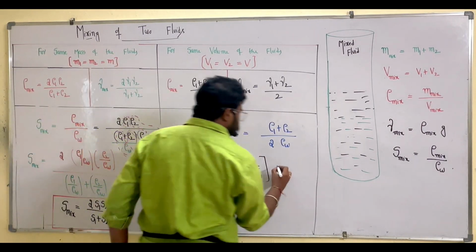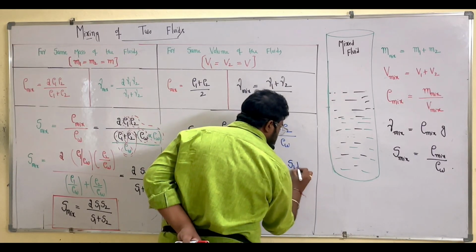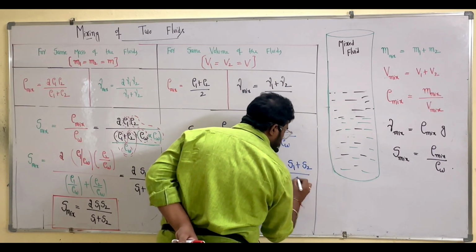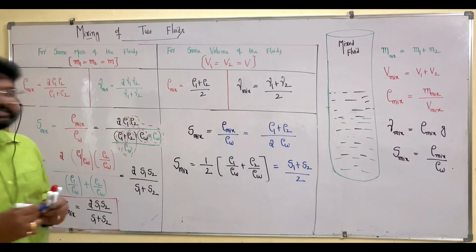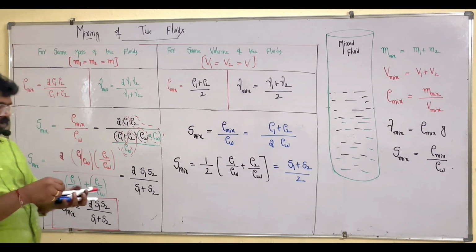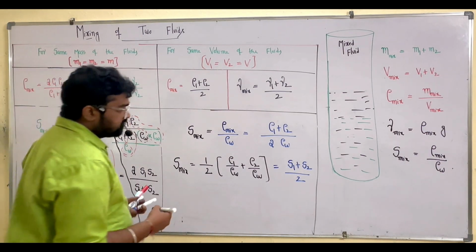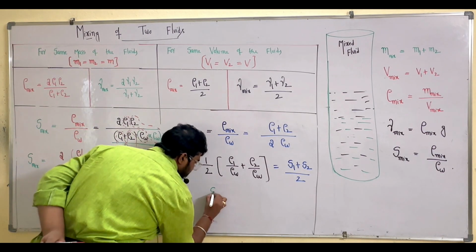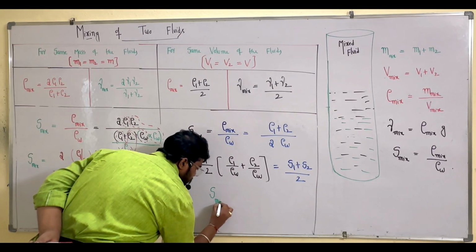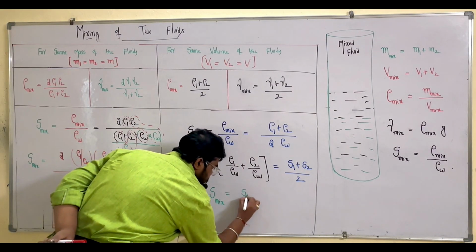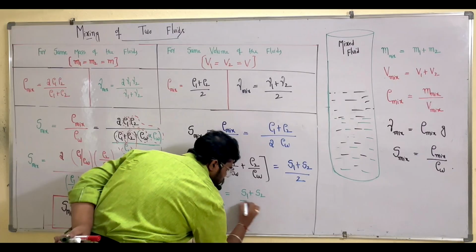S1 plus S2, S1 plus S2 by 2. S mixture equals how much? S mixture equals (S1 plus S2) by 2.